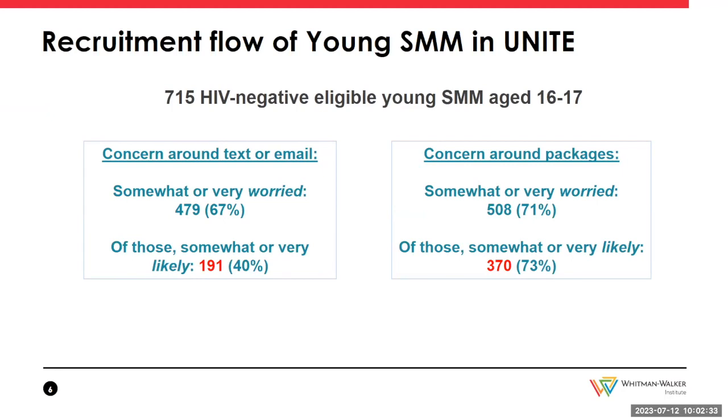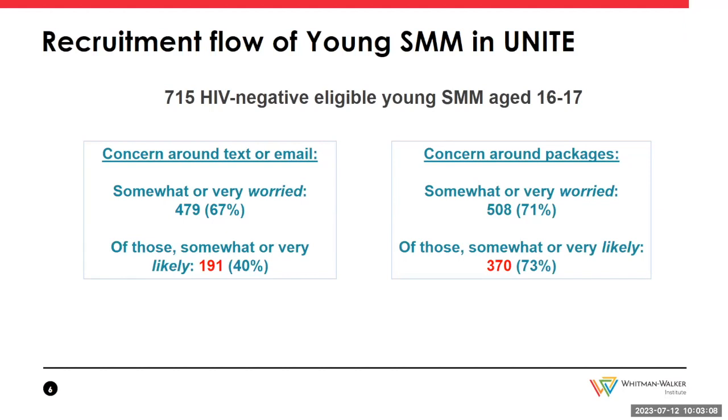Of the greater number that were worried about what might happen if their parents opened a package from us, which would have an HIV test kit in it, a lot more of them thought that was actually likely. We didn't ask whether that was intentional versus accidental, like the parents might just open all the packages that come to the house and distribute the things to everyone, or intentionally surveil packages. We didn't get into that, but the vast majority were concerned that it would be likely that their parents would open a package that we sent them.